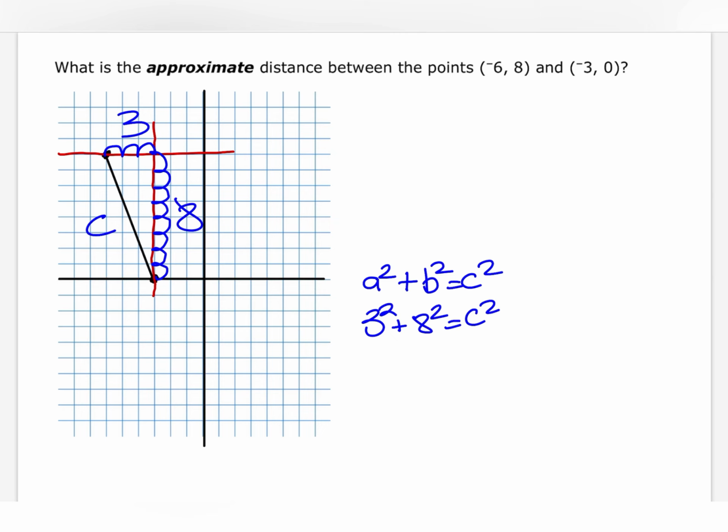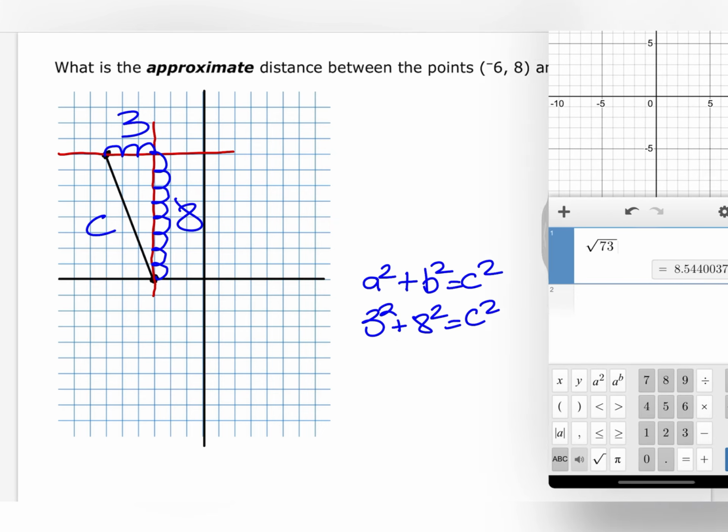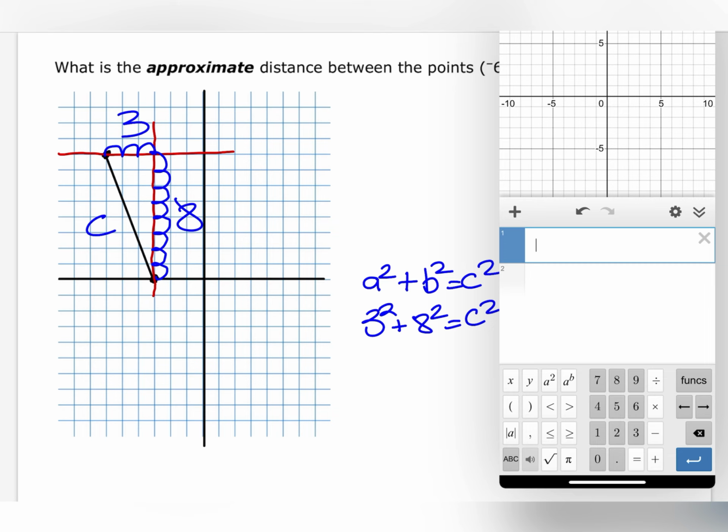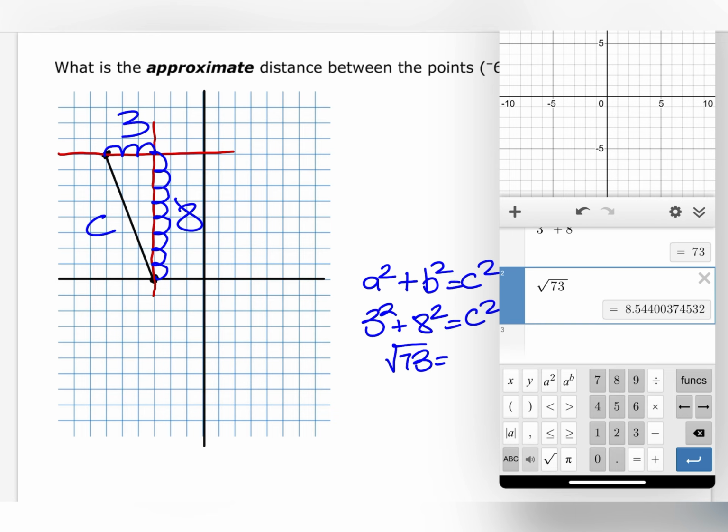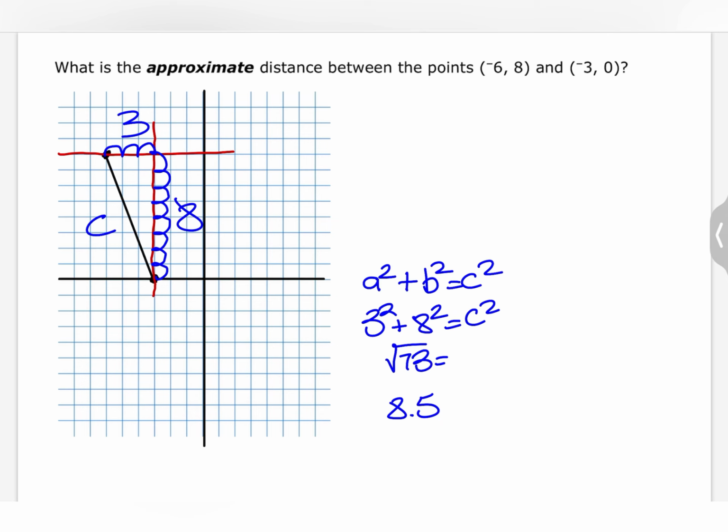Now once we get that lined up how we know, we're going to pull out our Desmos. Okay, in our Desmos, we found out that we can type 3 squared plus 8 squared. We're going to get 73. So that means we got the square root of 73 so far. And once we get that, we type it in Desmos again. So the square root of 73 is going to roughly give us 8.5 when we round. So the distance between the 2 points that are graphed that we started with is roughly 8.5. So that's how we find the distance between 2 points in this example.